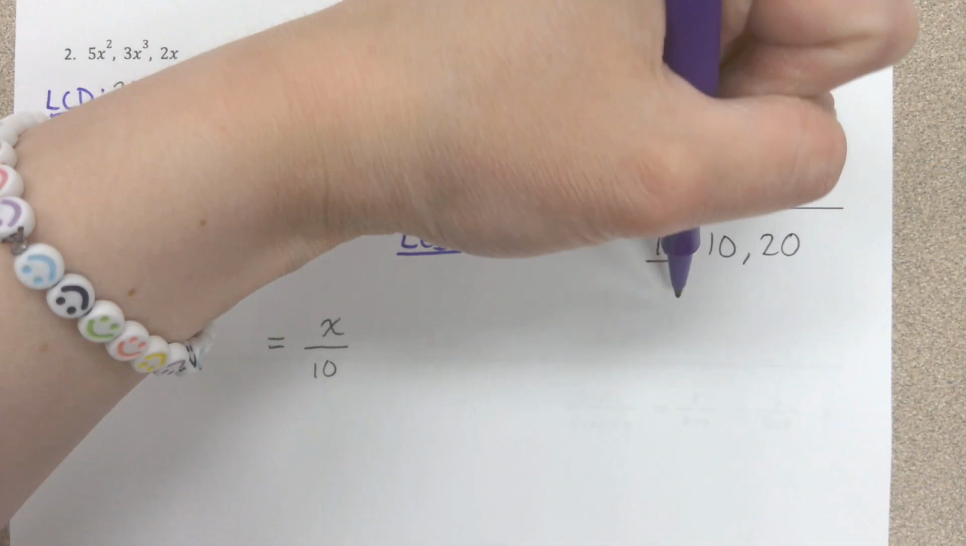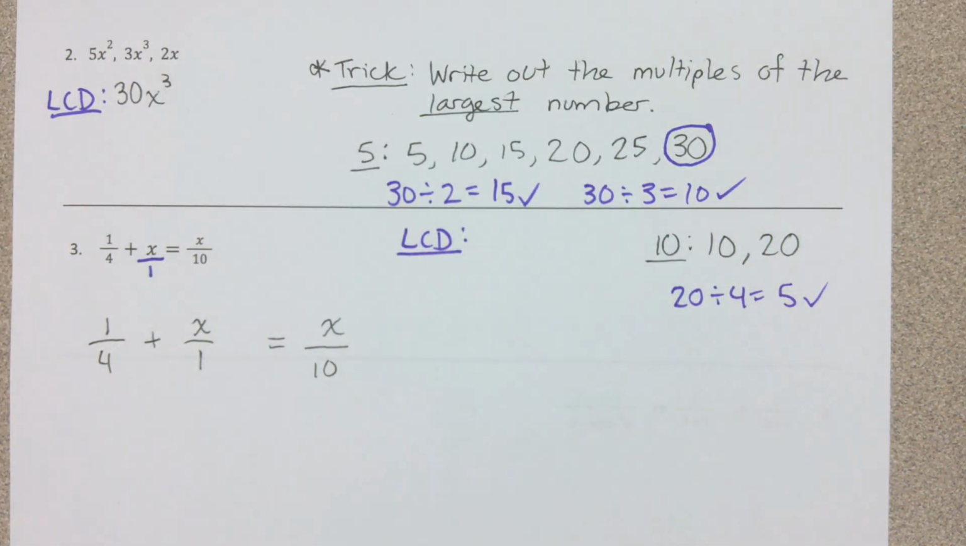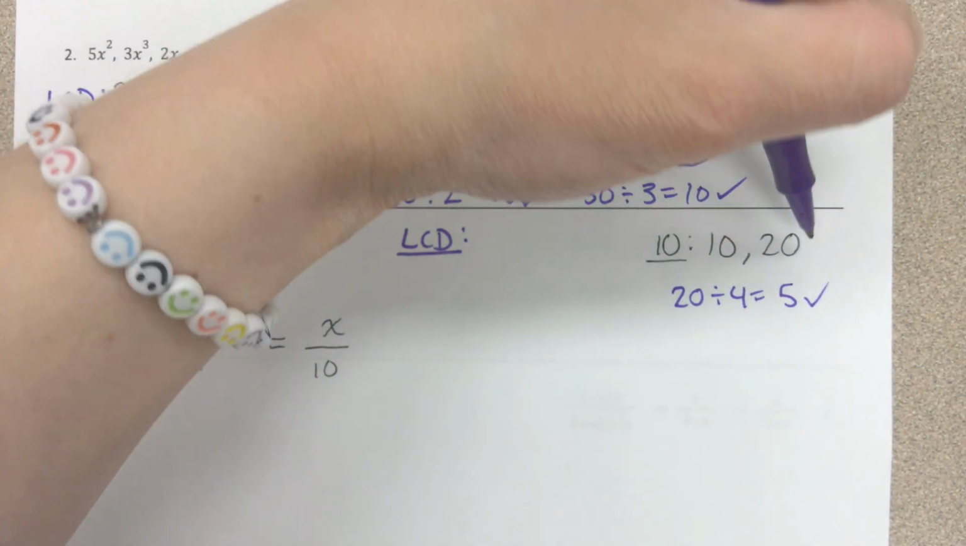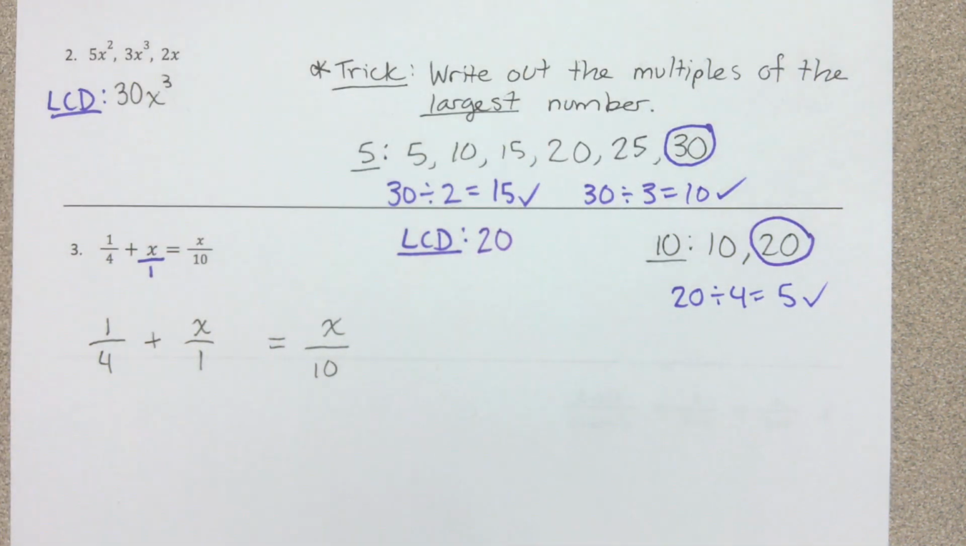Yes. 20 divided by 4 is 5. It works, so I can use 20. My LCD is 20. And I have no letters in these denominators, so it's just a number on this problem.